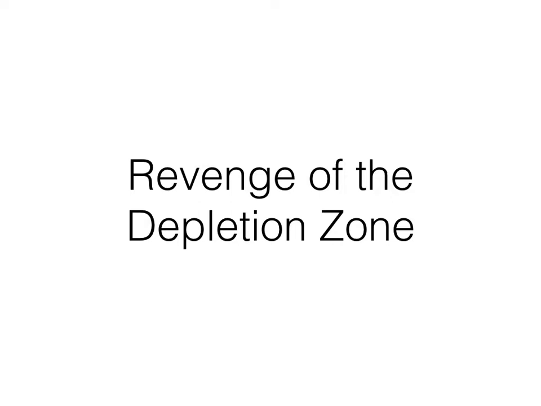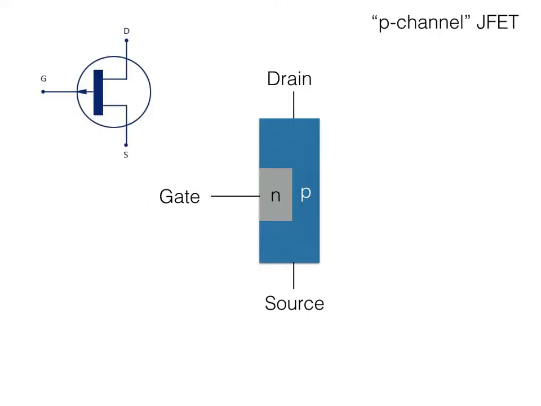All right, welcome back to the sequel to my slides on depletion zones and diodes and field effect transistors. Today we'll be talking about JFETs. Up in the upper left corner you can see a schematic for a JFET, a junction field effect transistor, and an approximate schematic of what a JFET might look like.